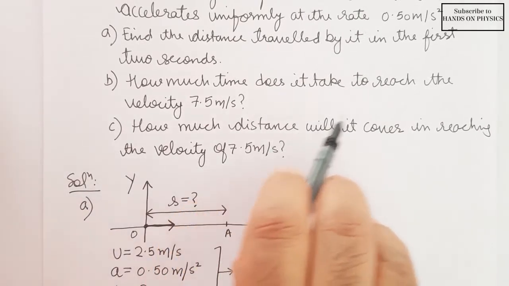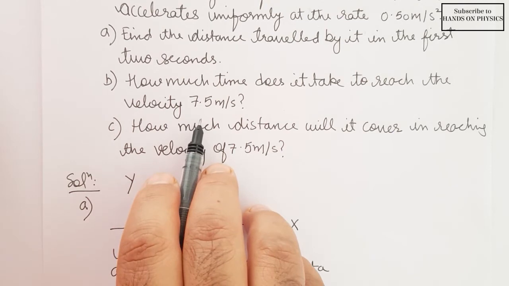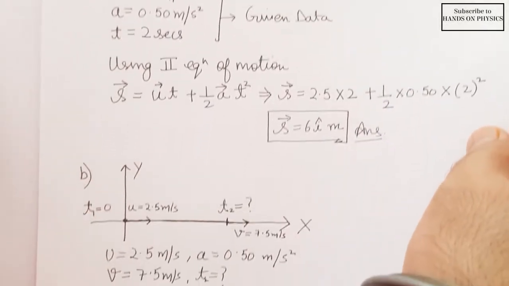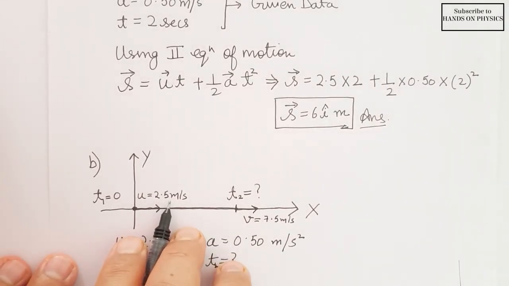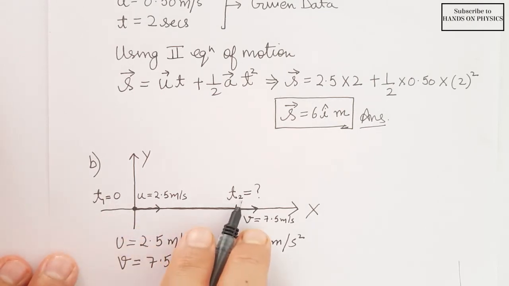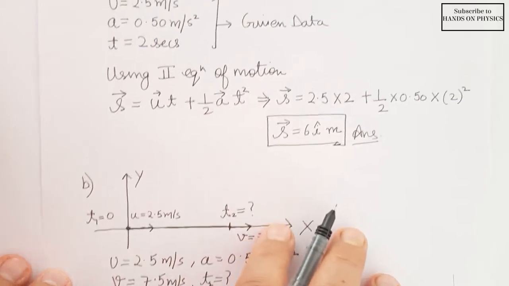How much time does it take to reach the velocity of 7.5 meter per second? Now it is again traveling with the same speed. We will again draw the conditions. Now initial speed is again 2.5 meter per second in this direction. It starts from 0. At 0 seconds it starts. Now how much time will it take for the final velocity to be 7.5 meter per second? This we have to calculate in this condition.